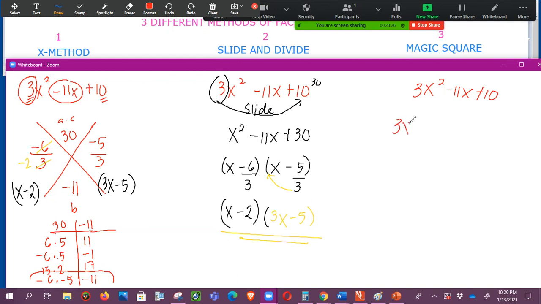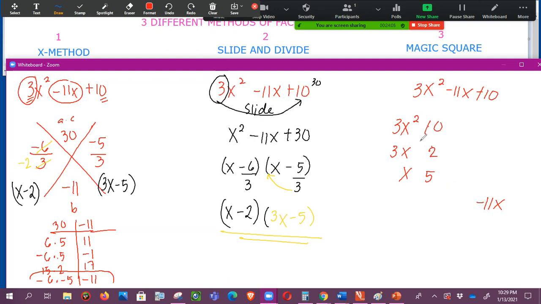I have 3x squared in front, followed by the third term. Oops, I got it wrong. Hold on. Let me erase it. Change it. So I have plus 10. I put 10 here. That's too close. And then negative 11 would be at the bottom part. So factor 3x, that would be 3x and x. Factor 10, that would be 5 and 2. So let me just put 2 here and 5 here, or vice versa.